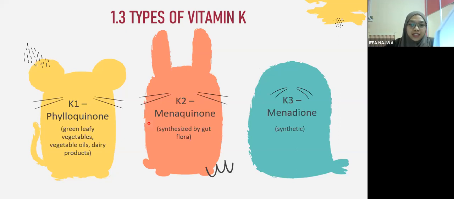Vitamin K is a fat-soluble vitamin mainly synthesized by the gut bacteria and then stored in the liver and adipose tissue. So these are the three types of vitamin K. The bacteria in the GI tract naturally make vitamin K, known as menaquinone or vitamin K2. Vitamin K1 or phytoquinone are the dietary sources of vitamin K, which include green leafy vegetables such as spinach, broccoli, cauliflower or cabbage, and also the vegetable oils and dairy products. And the third type is menadione, which is vitamin K3, or the synthetic type of vitamin K.